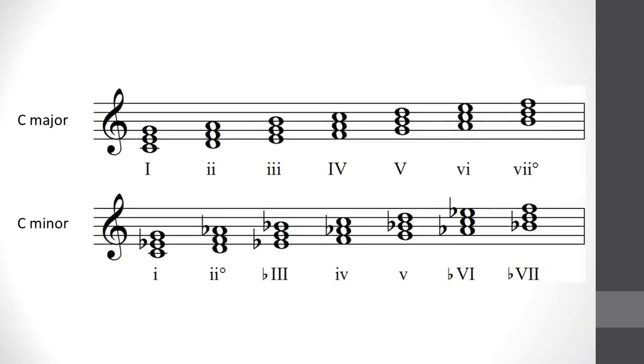Borrowed chords that share the same Roman numeral name are able to share the same function. For example, a 4 chord from C minor could substitute for a 4 chord in C major, and it would continue to function as a 4, a predominant function.